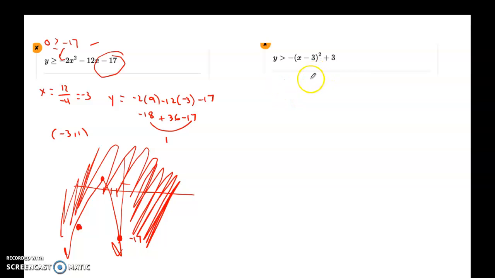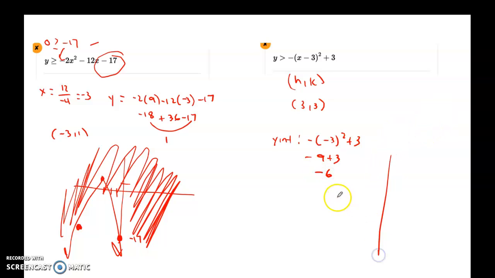Here, it's in vertex form. So my vertex is going to be in the form of h comma k. So my h is the opposite. So we're going to have 3 comma 3. The y-intercept is, you substitute 0 in for x. You'll get negative 3 squared plus 3. So you're going to have negative 9 plus 3, which is negative 6.